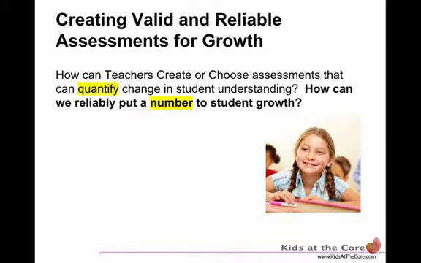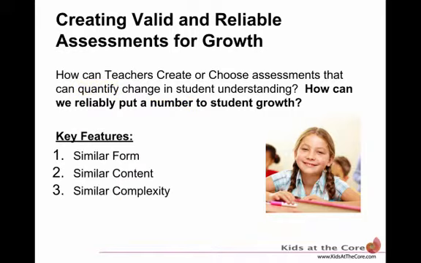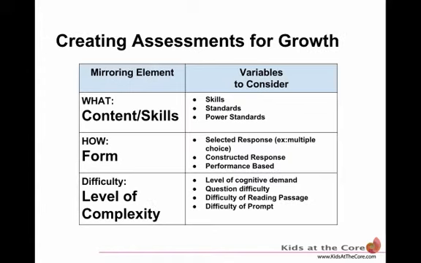So we need to say that a student has grown in their understanding by a certain amount, which we would typically attribute to a number. Like, for example, they scored 10 points higher than they did before, or maybe 50% higher than they did on a pretest. So in order to do this, we need to design 2 assessments that are similar and comparable. And typically we look at mirrored assessments being similar in features such as their form, their content, and their complexity.